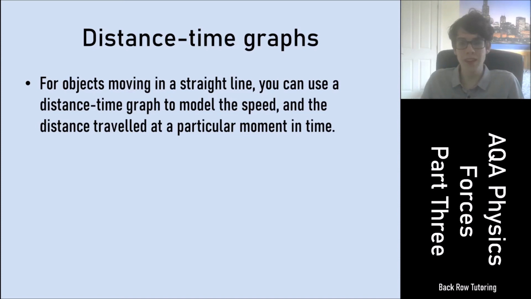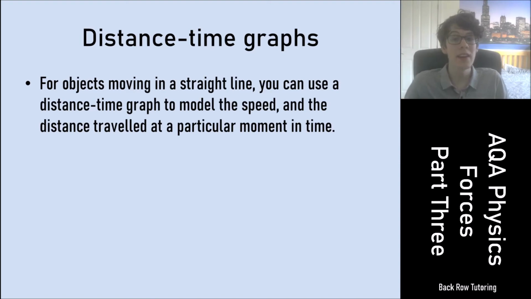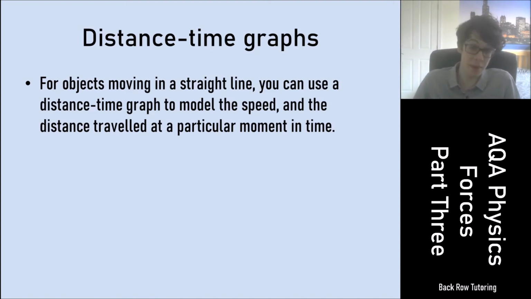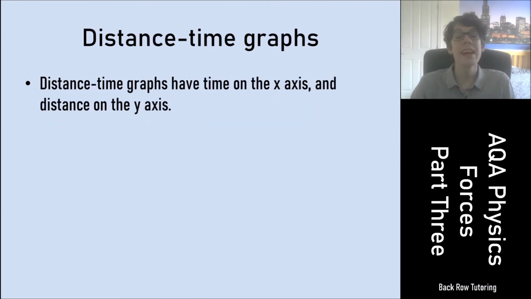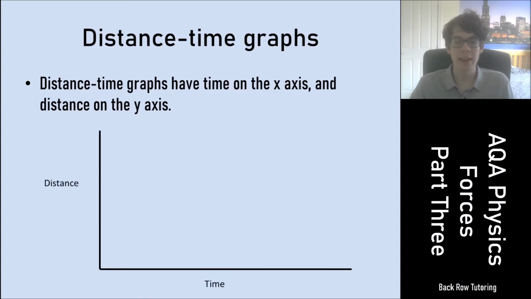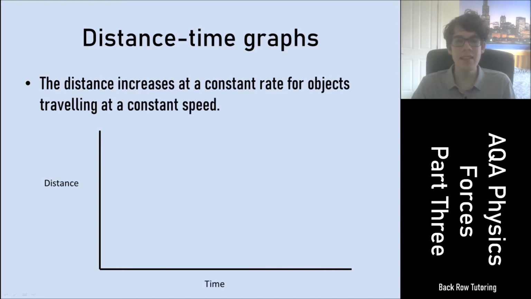For objects moving in a straight line, you can use a distance time graph to model the speed and the distance travelled at a particular moment in time. Distance time graphs have time on the x-axis and distance on the y-axis, and they look a little bit like this. Distance on the y-axis, time on the x. The distance increases at a constant rate for objects travelling at a constant speed.